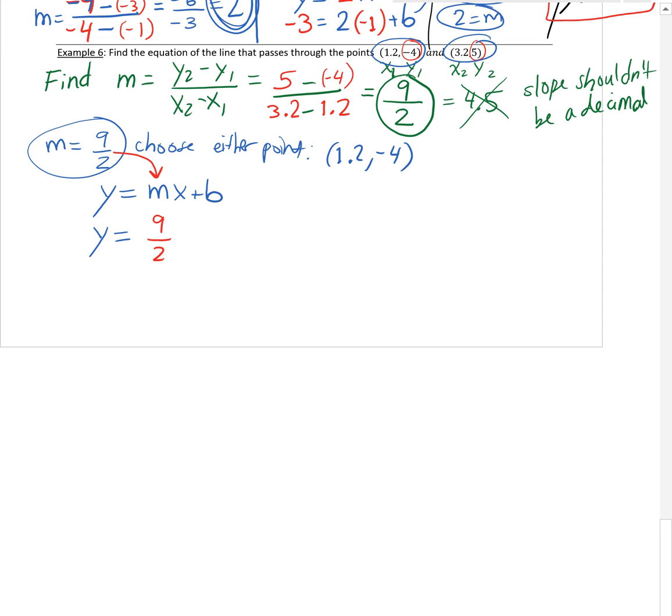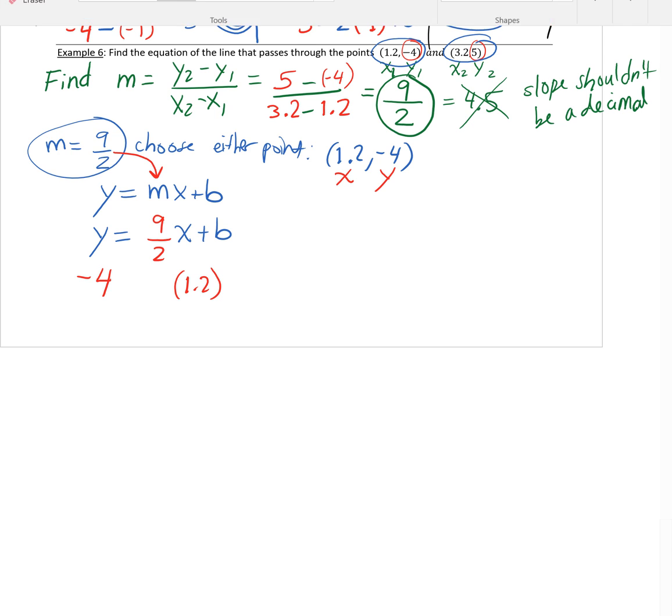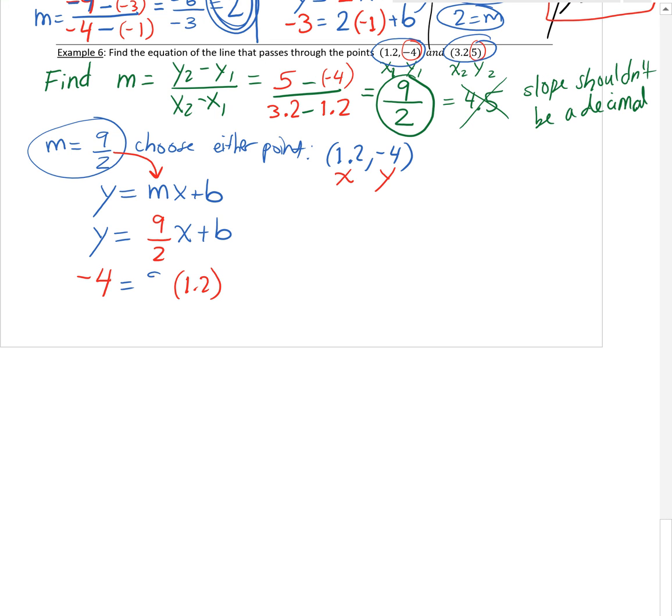So y equals 9/2 x plus b, since I don't know b yet. Alright, we're getting there. Now we're going to find b by using this point. The x value is 1.5 and the y value is -4. So here's y, I'm going to put -4 where that was. And then here's x, 1.5, I'm going to replace it. But everything else is staying the same.